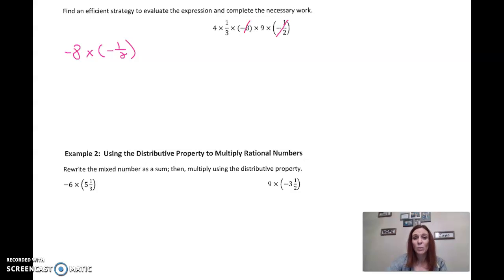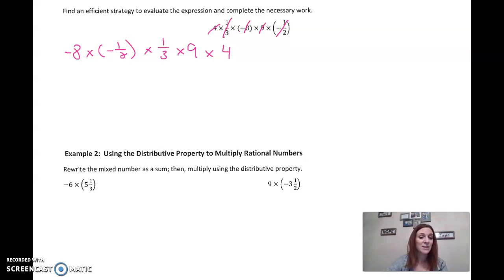And then if I look here, this 1/3 and 9, 3 is a factor of 9. So I think it'd be great if I would take 1/3 and multiply it by 9. And then I'm just going to leave this 4 here. So I took the 1/3 and the 9, so I've got to leave 4. Okay, so I've got all the terms taken care of, and I use my commutative property to change the order.